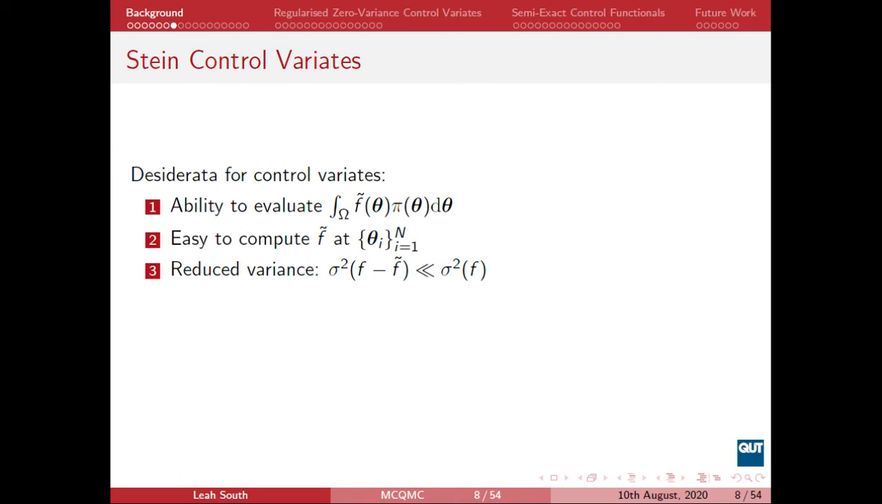The things that we look for in a control variate is the ability to evaluate the true expectation of f tilde under pi, the ability to compute f tilde at each of our samples easily, and of course the main thing we want to do is to get reduced variance. So we want the variance of f minus f tilde to be much less than the variance of f. And that variance could be, for example, the variance under the law of the Markov chain if you're getting your samples from MCMC.